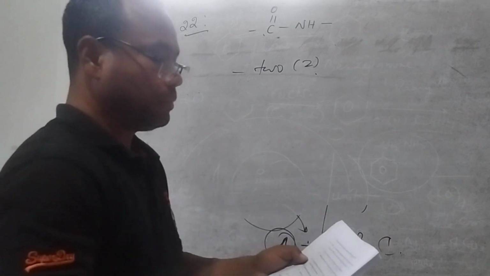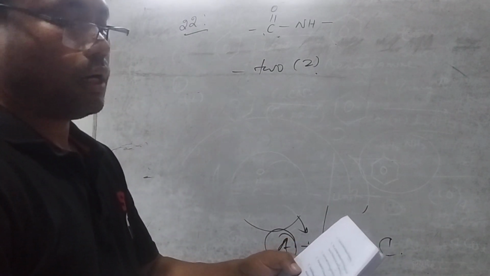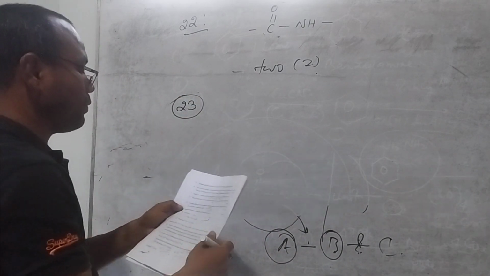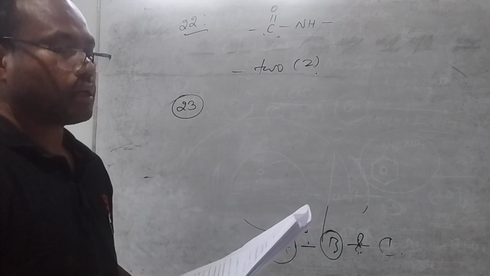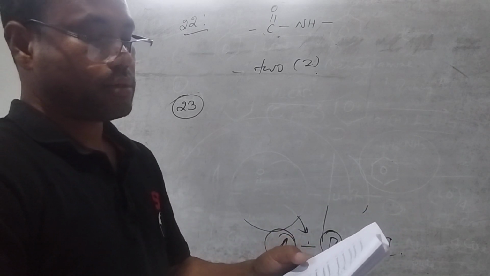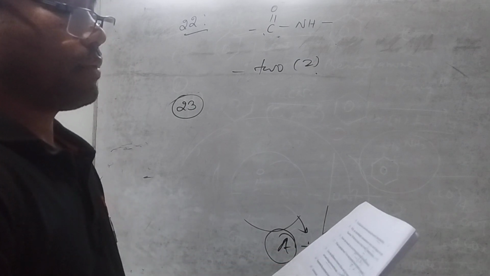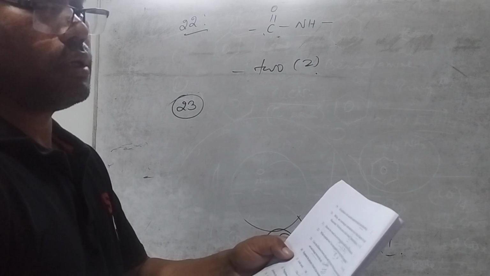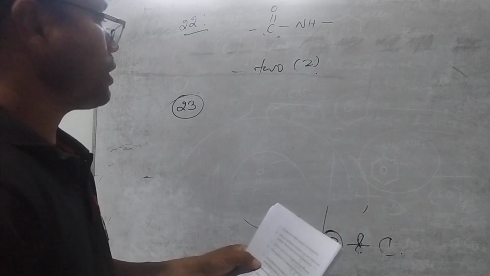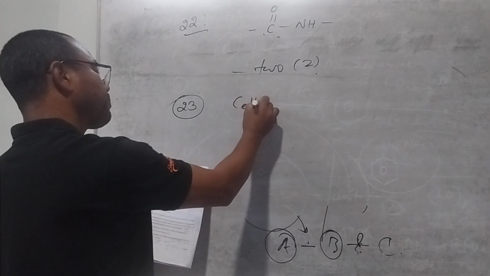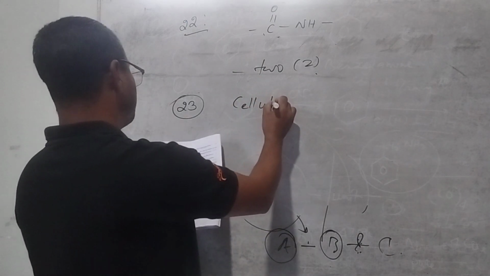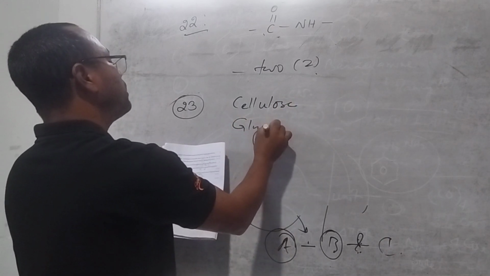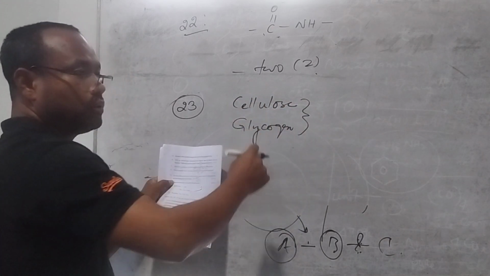Then question number 23. This is from biomolecules, I mean from carbohydrates. Cellulose and glycogen are polysaccharides, please remember that. What is the difference between cellulose and glycogen in terms of the monosaccharides? Cellulose and glycogen both are polysaccharides.